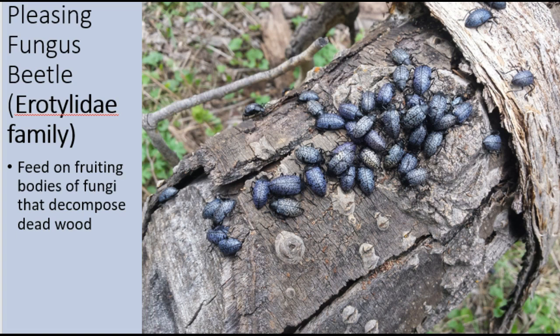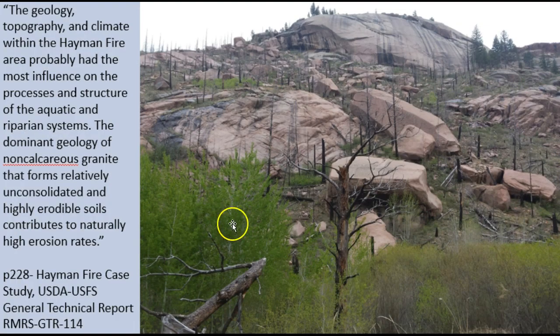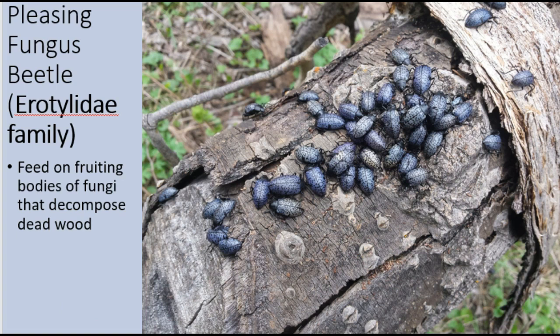So here are some very attractive invertebrates, pleasing fungus beetle. They feed on the fruiting bodies of fungi that decompose dead wood. So here we are in a landscape that has a lot of dead wood now. And also there are a lot of drainages, so there is that moisture needed to decompose wood as long as it's in the riparian areas. If it's up in the upland like we saw two slides ago, these pieces of woody debris are not likely to decompose. But ones that fall on the ground near streams and creeks will likely decompose and create all sorts of habitat for invertebrates.